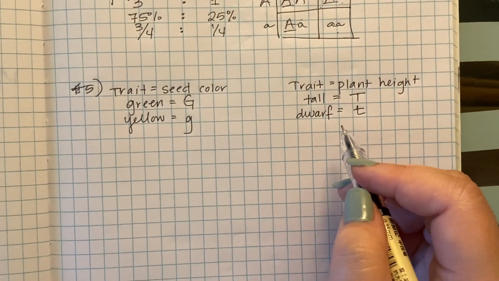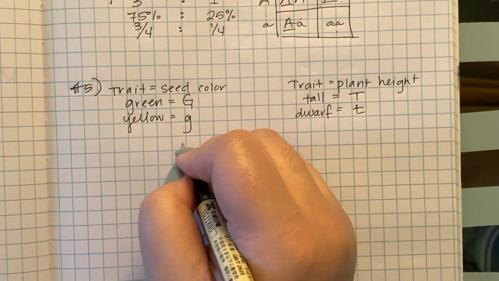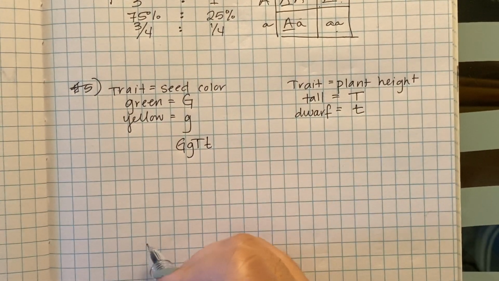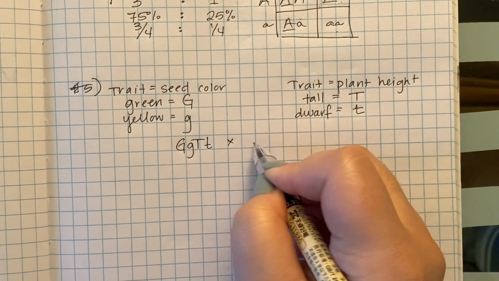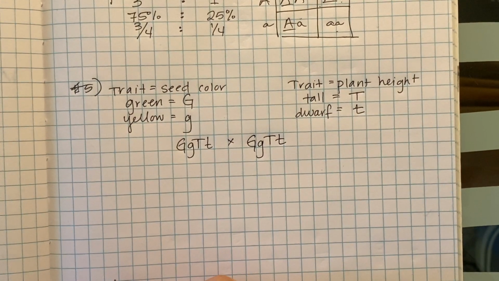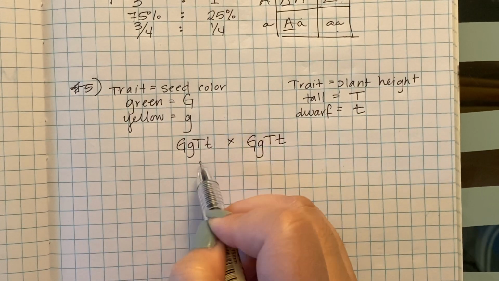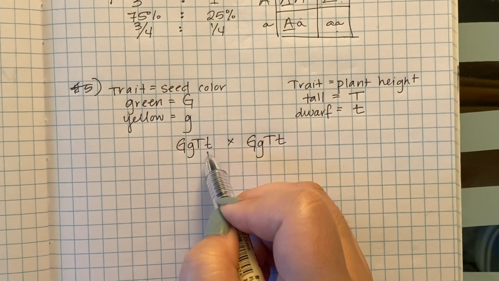Okay, then it says you're going to cross individuals that are heterozygous for both. So we're going to have heterozygous for seed color, and heterozygous for plant height. So this is one individual, and they're going to be crossed with another individual who's also heterozygous for both traits. To figure out the gametes that this individual would produce, you would have to find every combination of our 2.